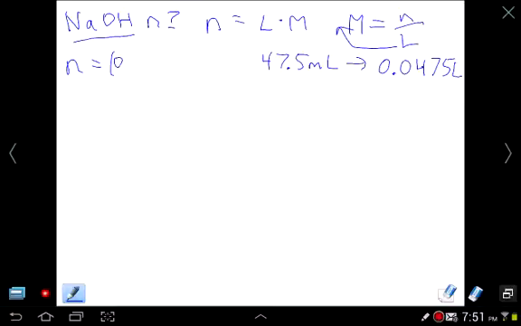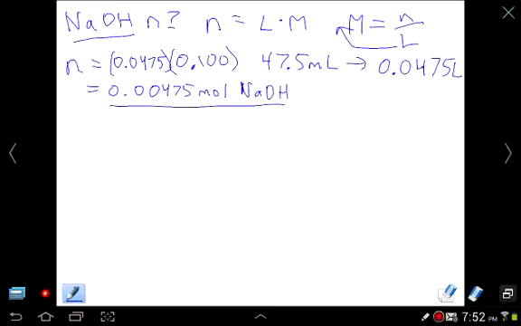So we have 0.0475 multiplied by our molarity, which is 0.100, and we get an amount of moles. Essentially, we divide by 10, so we get 0.00475 moles of base, sodium hydroxide. Now, if this is how many moles of base it took to neutralize the acid, that means we had exactly that many moles of acid in the flask: 0.00475 moles of HCl.